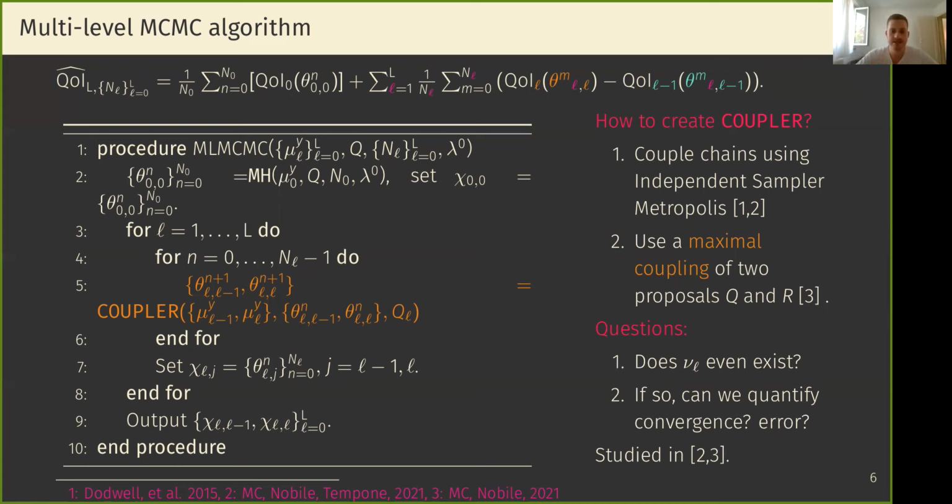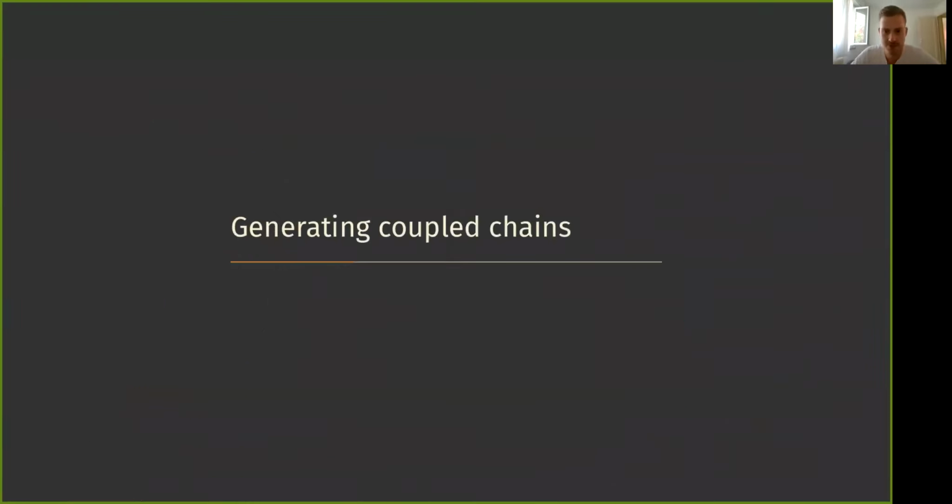And of course, this coupler function raises a couple of questions. As for example, does this procedure have an invariant measure? And if so, can we quantify its type of convergence? Can we quantify its error? And all of these are questions that have been studied mostly in this work too, but because of time reasons, I'm not going to discuss them in this talk.